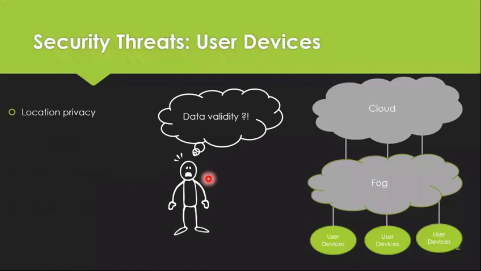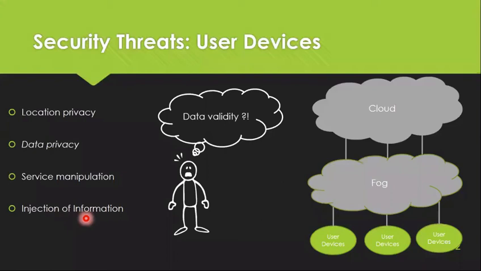Then there is location privacy, which is super important if you are talking about private resources, data privacy, and service manipulation, which is, for example, a device which participates with some other devices to provide some malicious services. And finally, the injection of information, where we are talking about information provided by some nodes, let's say a temperature sensor somewhere in a public building. So data validity here is a big concern for those provider devices. You ask for a resource about something, then you have to be sure that this is valid data.